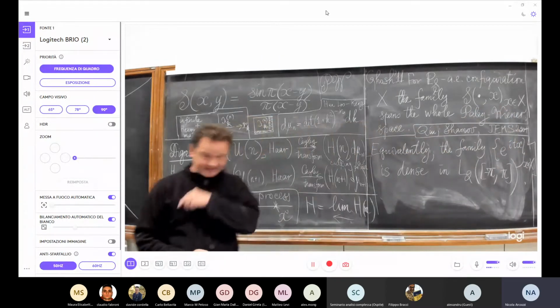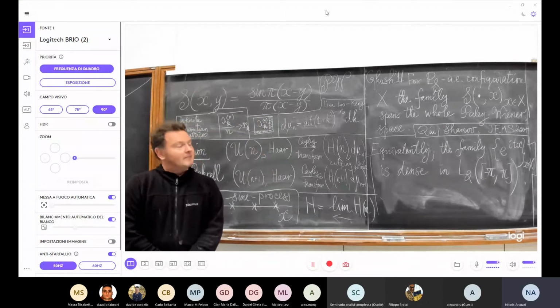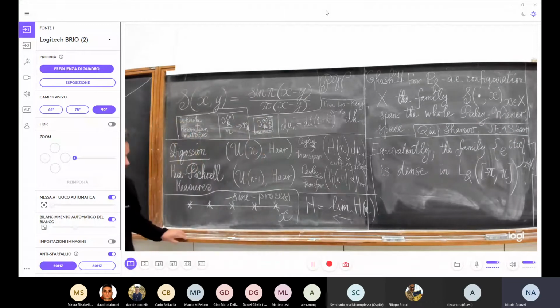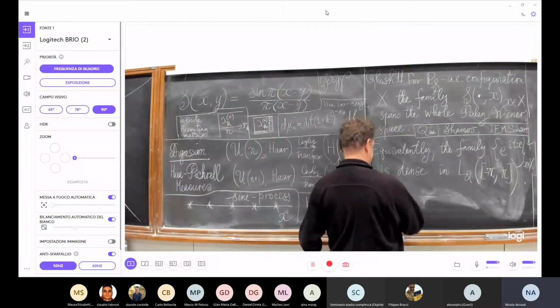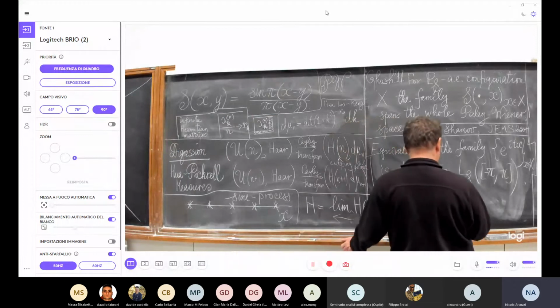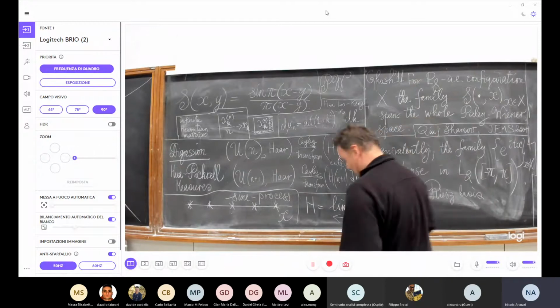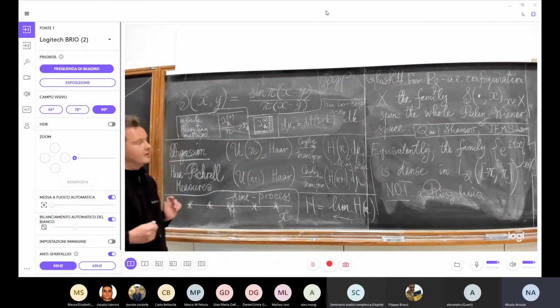Is dense in L2 minus pi, pi. So let me make it very clear that there is no chance that this family be a Riesz basis, for a very simple reason: there exist particles which are very close to each other.